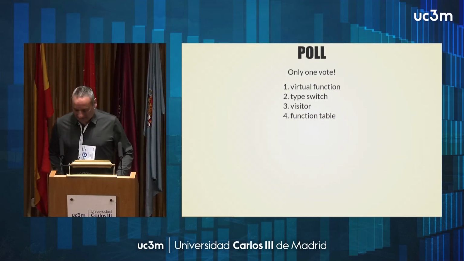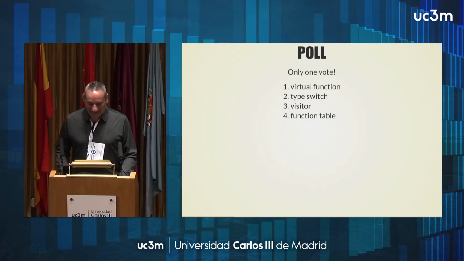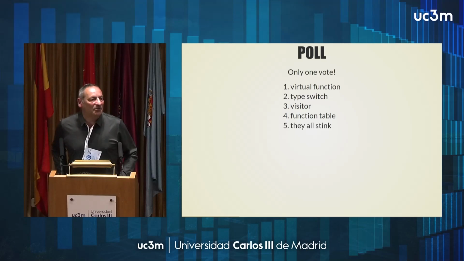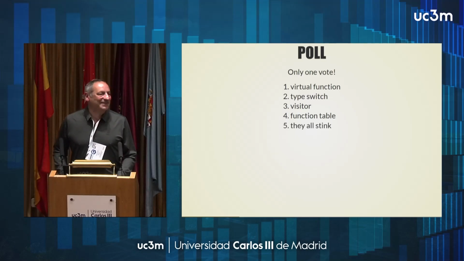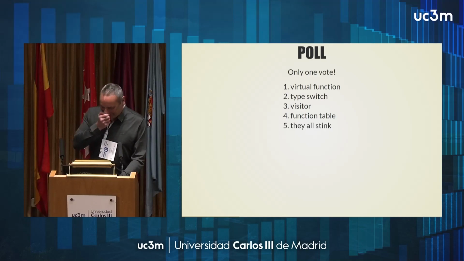Okay, so let's have a quick poll. Only one vote. Which one do you prefer? Who votes for one? Virtual function. Oh, nobody. I'm glad to see that. Who likes the type switch? Who likes the visitor? A few. And who likes the function table? Okay. And what if I add a fifth option, which is they all stink? Who votes for they all stink? Yeah. I think that the old thing has it.